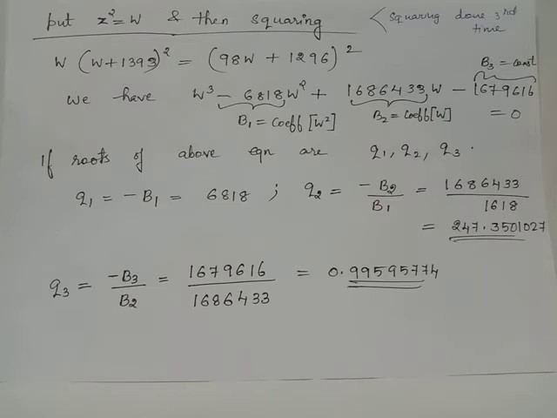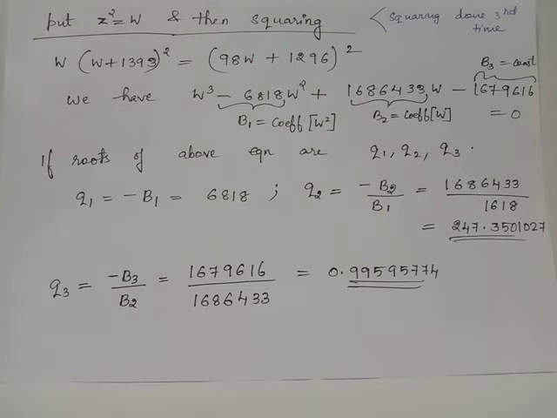After squaring, we will get the equation w multiplied by w plus 1393, the whole square, equals 98w plus 1296, the whole square. Since we have done the squaring three times, we can stop the squaring process here. This equation, when simplified, can be rewritten in this form. Here we have b1 equals the coefficient of w square, b2 equals the coefficient of w, and b3 equals the constant term.